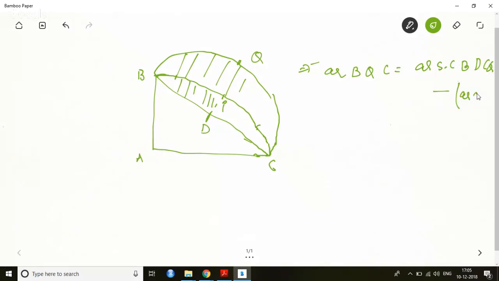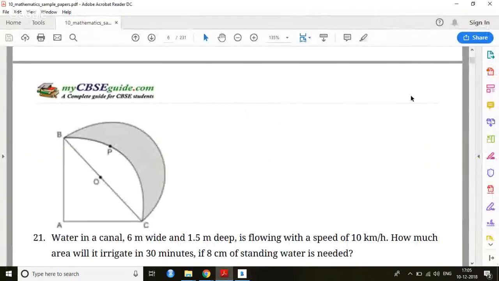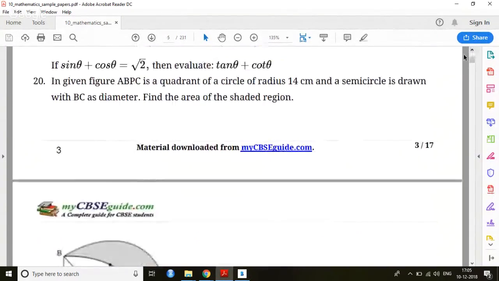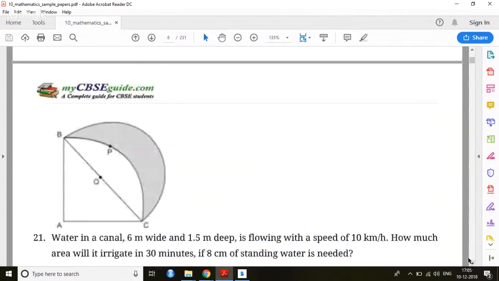the area of the quadrant of a circle ABPC, minus the area of the triangle, because this area would be found only if we know the area of triangle ABC. So first I'm looking at the values given to me. The radius is 14 centimeters, so both AC and AB would be 14 centimeters.